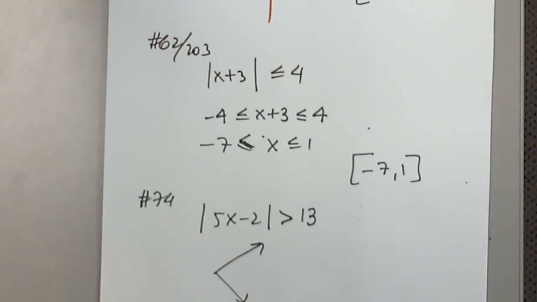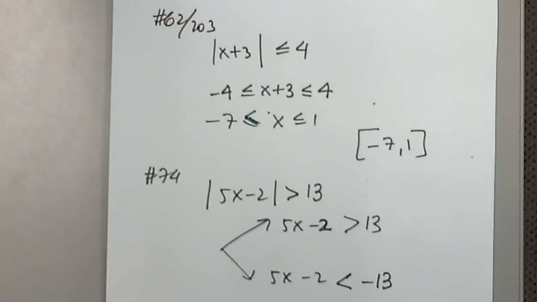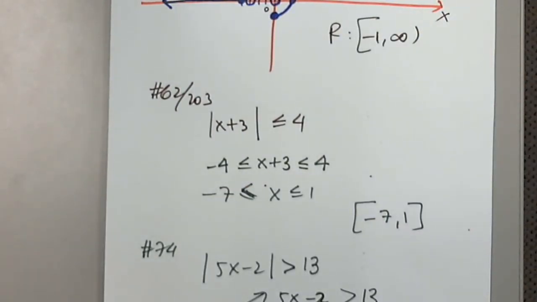I just want to present -13, positive 13. So I want 5x minus 2 and 5x minus 2. What do I write? 5x minus 2 is greater than 13. Awesome. 5x minus 2 is less than -13. Perfect. So these are the two types of absolute value inequalities.